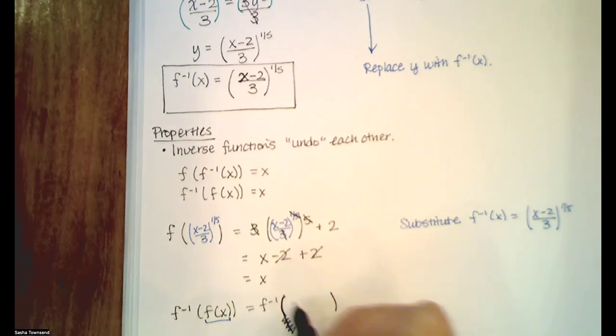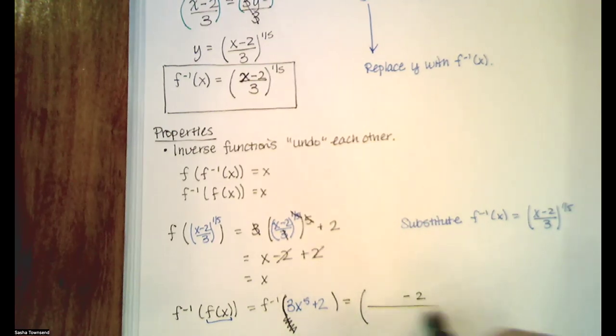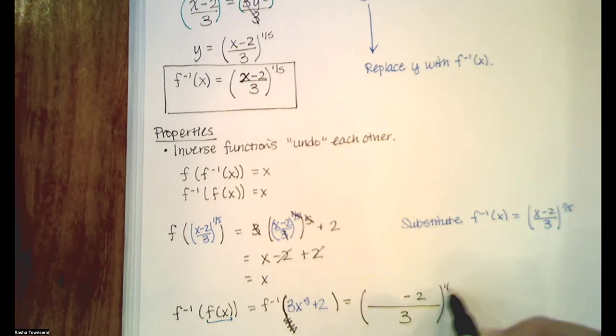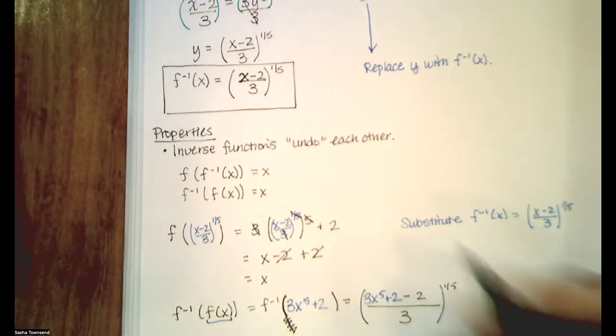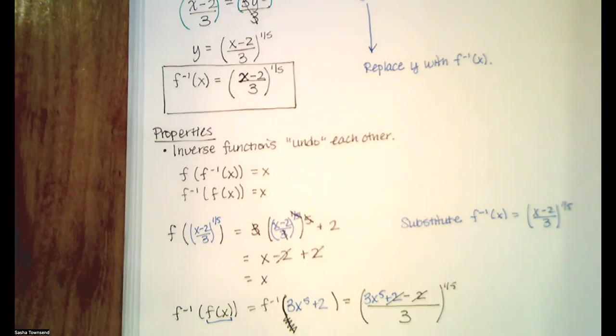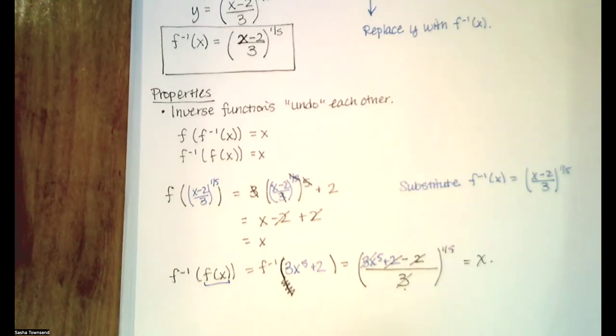F of x is actually 3x to the 5th plus 2. F inverse is (x minus 2) divided by 3, raised to the 1/5 power. So if I replace x with 3x to the 5th plus 2, those operations undo each other. This operation will undo that one. And then the x to the 5th raised to the 1/5 power is just x. So we see that the functions undo each other.